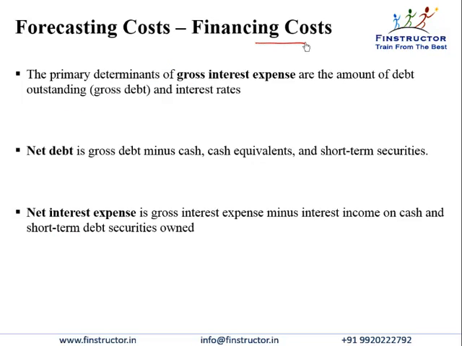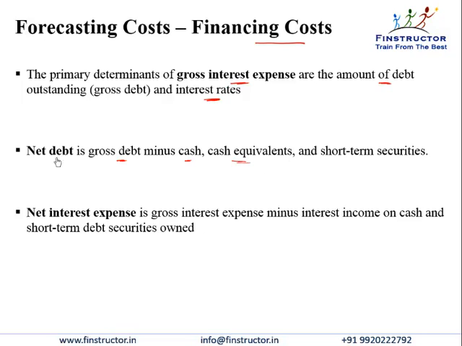Financing cost essentially is the cost of debt. So the primary determinants of the gross interest expense are the amount of debt and the rate of interest. Net debt is defined as the gross debt minus cash and short-term investments, also known as cash equivalents. So investments in government securities or liquid money market instruments are referred to as cash equivalents.